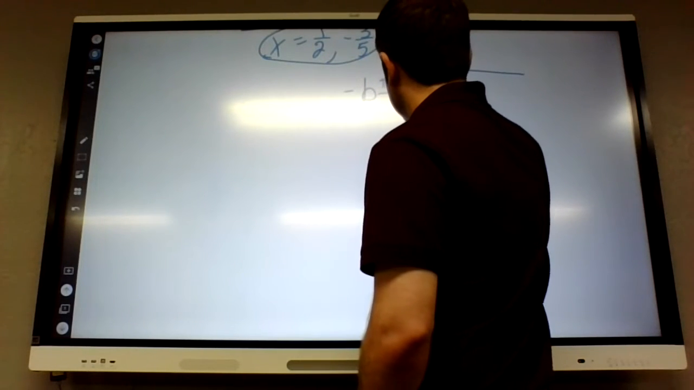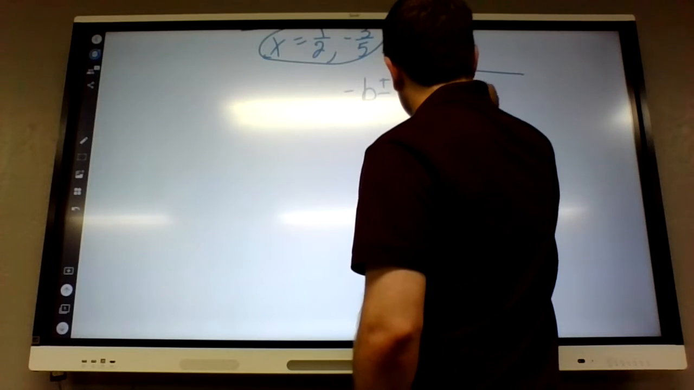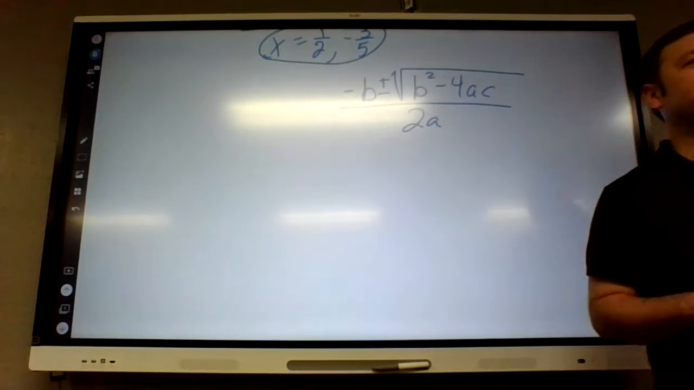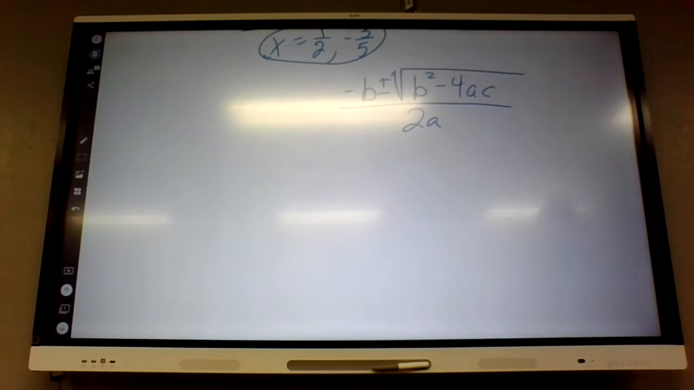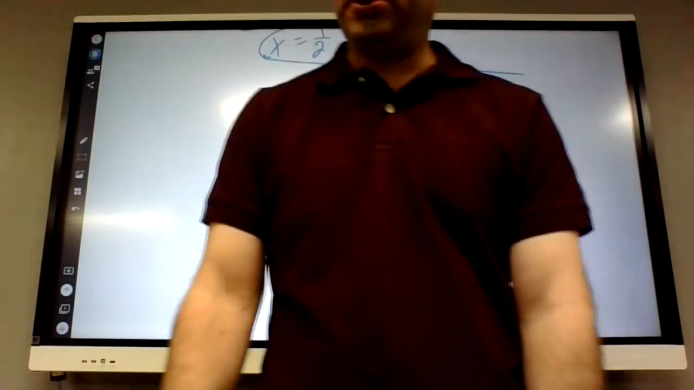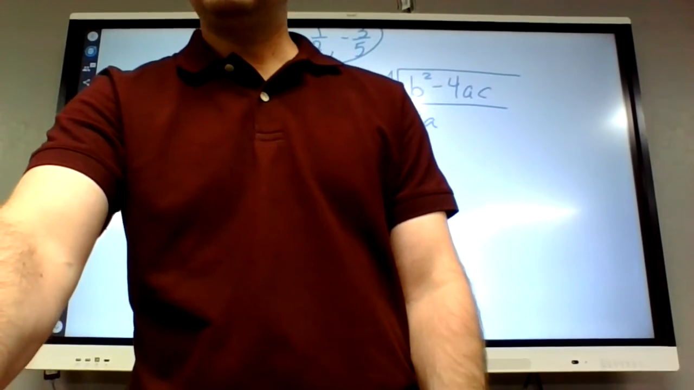Ready? Oh, I'm watching his eyes. Negative b. I'm looking over there. Oh, it's right over there. Negative b plus or minus. Oh no. It's written on his hand. Square root of b squared minus 4ac, all over 2a. He's looking through his hand.